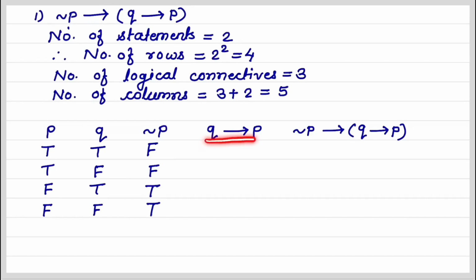Next one is implication. Q implies P. Q is the first statement and P is the second statement. And we know the rule: when the first statement is true and the second is false, then the implication is false, otherwise it is true. Here both statements are true, therefore the implication is true.